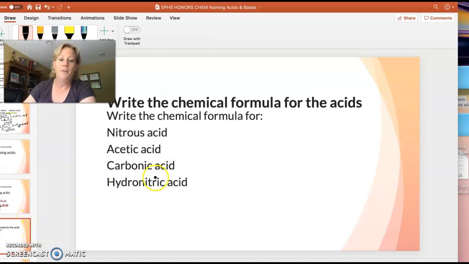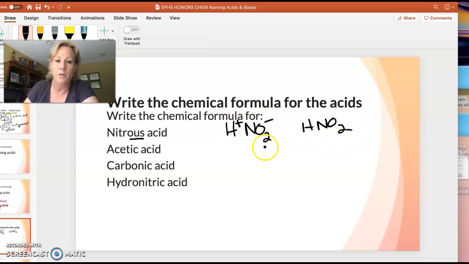Writing the formulas for the acids, you just have to kind of reverse that thinking. So here, ous came from ite. So I would look on my ion chart and find nitrite, and then I know it's an acid, so it's going to be with hydrogen, and then I have to balance charge, so this would just be HNO2.